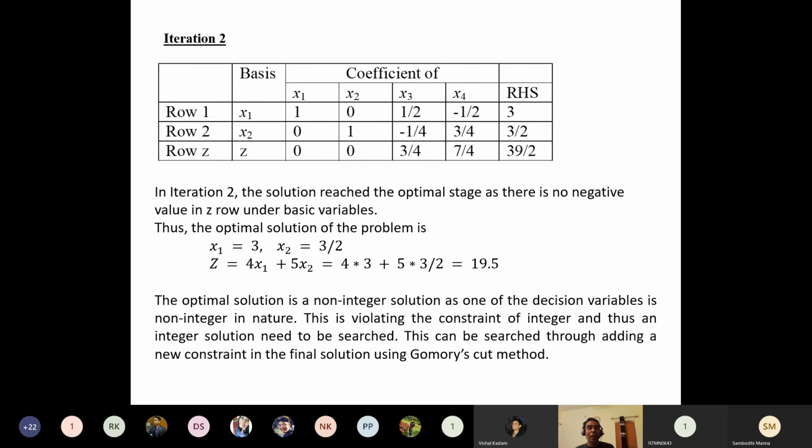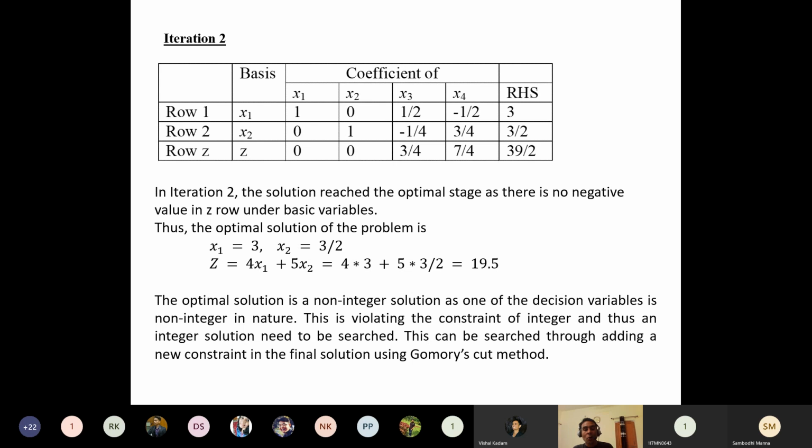And you can find that all the coefficients in the Z row are non-negative in nature. That means optimality has been reached, and as well the feasibility is maintained. So this is the solution we got: X1 is equal to 3 and X2 is equal to 3 by 2.